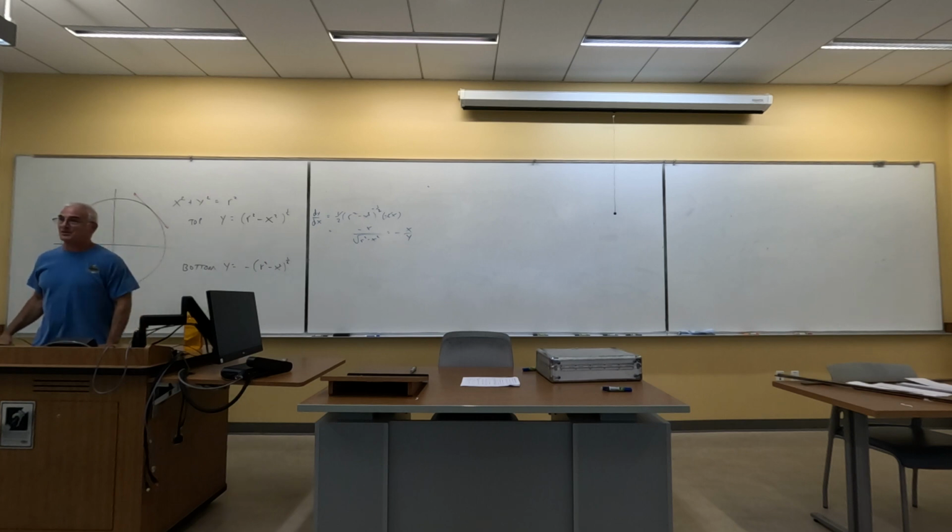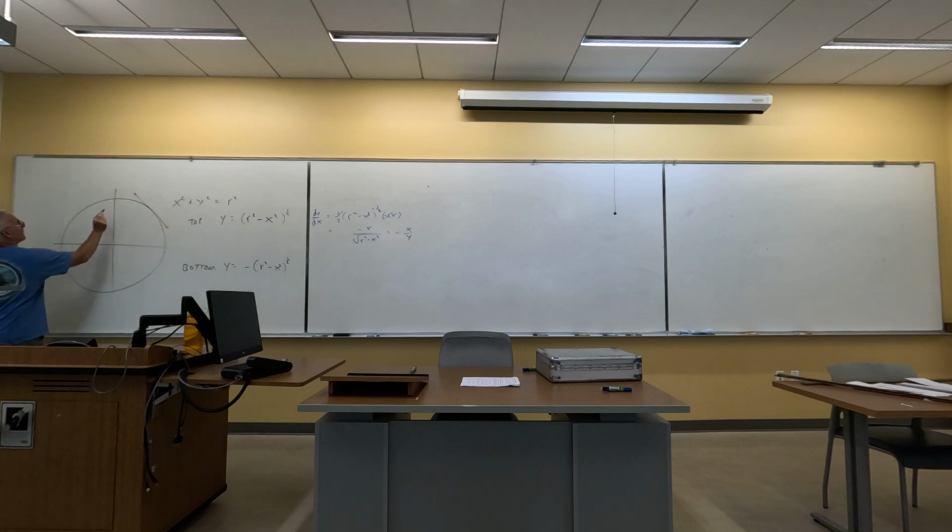Maybe that's okay. So we just said at every point on the top half of the circle, the slope should be negative x over y. Well, let's see if that makes sense. How about right here? What should the slope be right there? That should be 0. What's the x-coordinate right there? Isn't it 0? Oh, okay.